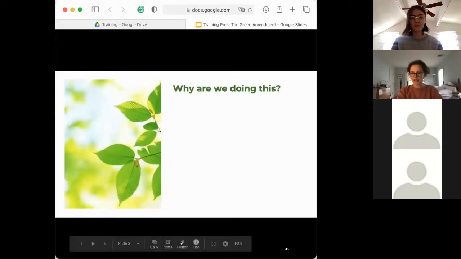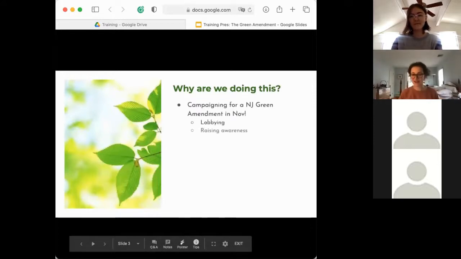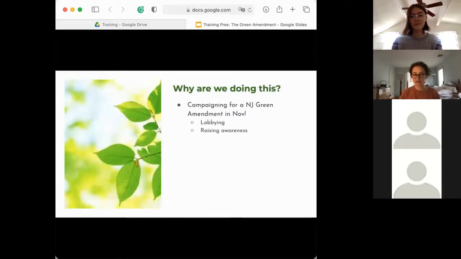Okay, so we're starting with the context. Why are we even having this training? As you hopefully know, we're campaigning for a Green Amendment in November, to pass it with a 60% majority in both houses. Right now we're focusing on lobbying because that's the most direct way to approach our legislators, who have the power to say yes or no to the Green Amendment. We're also raising awareness to grow the movement, and so that when we get to the second part of our campaign, the ballot campaign, we have a better time of passing it with a 50% majority to get it into the Constitution.